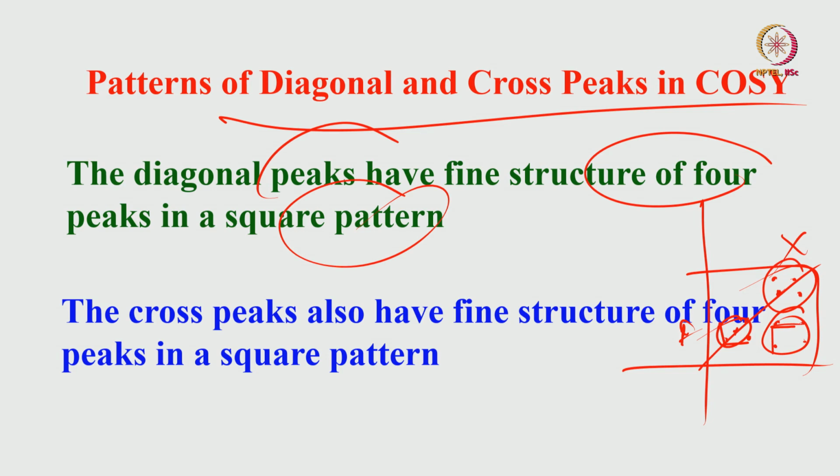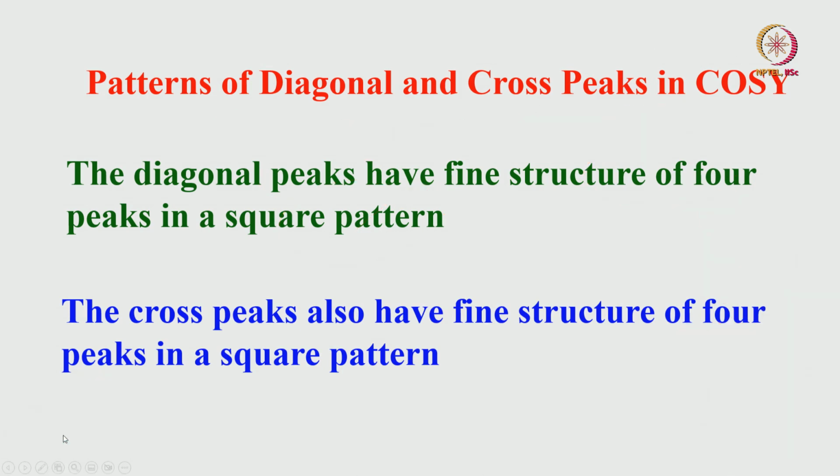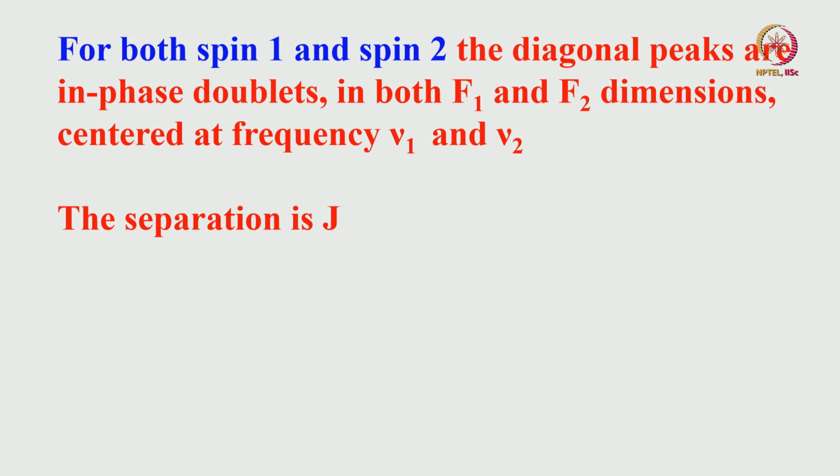You understand? Now what happens for X? X also gives a cross peak with A, not only at its own frequency. So we will get 4 peaks for the cross peaks, similar to the square pattern here. So basically, for each diagonal you will get 4 peaks, and for the cross peaks, 4 peaks. So totally you are going to get 16 peaks.